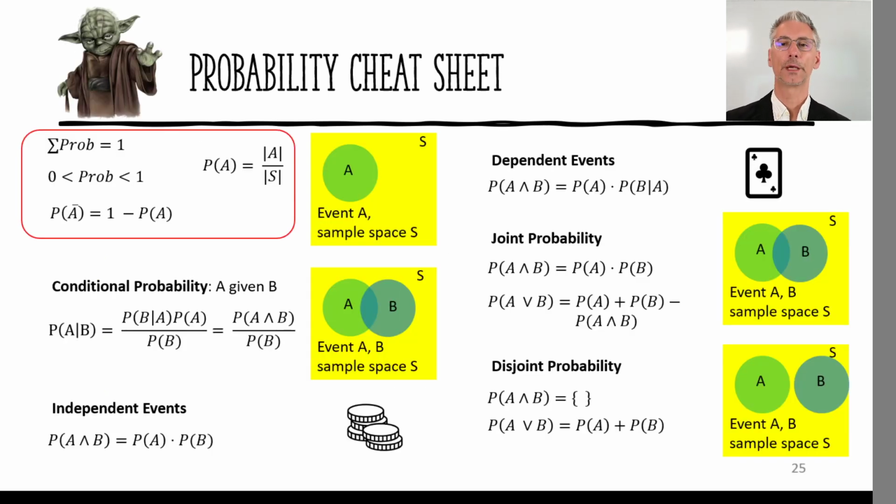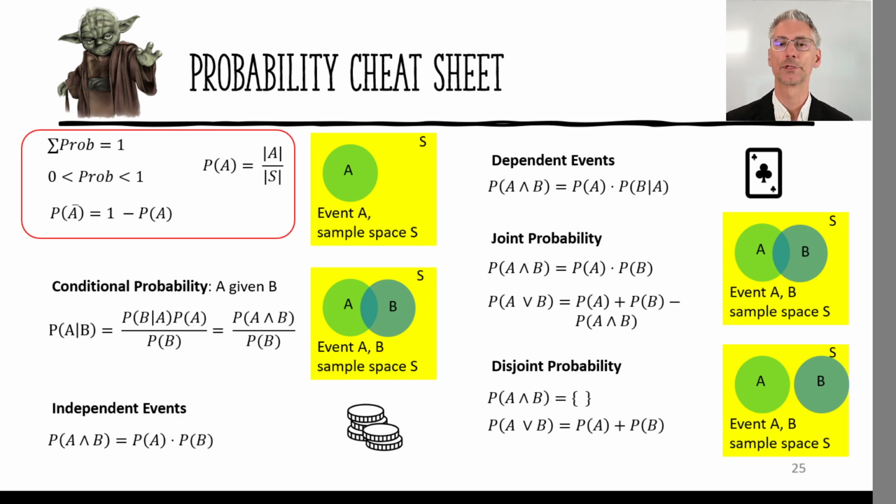So let's have a quick probability cheat sheet. Of course, there's much more to it and a lot more definitions and things to remember, but this should guide you through it. So remember, all probabilities are normalized to 1. Probabilities are always between 0 and 1.